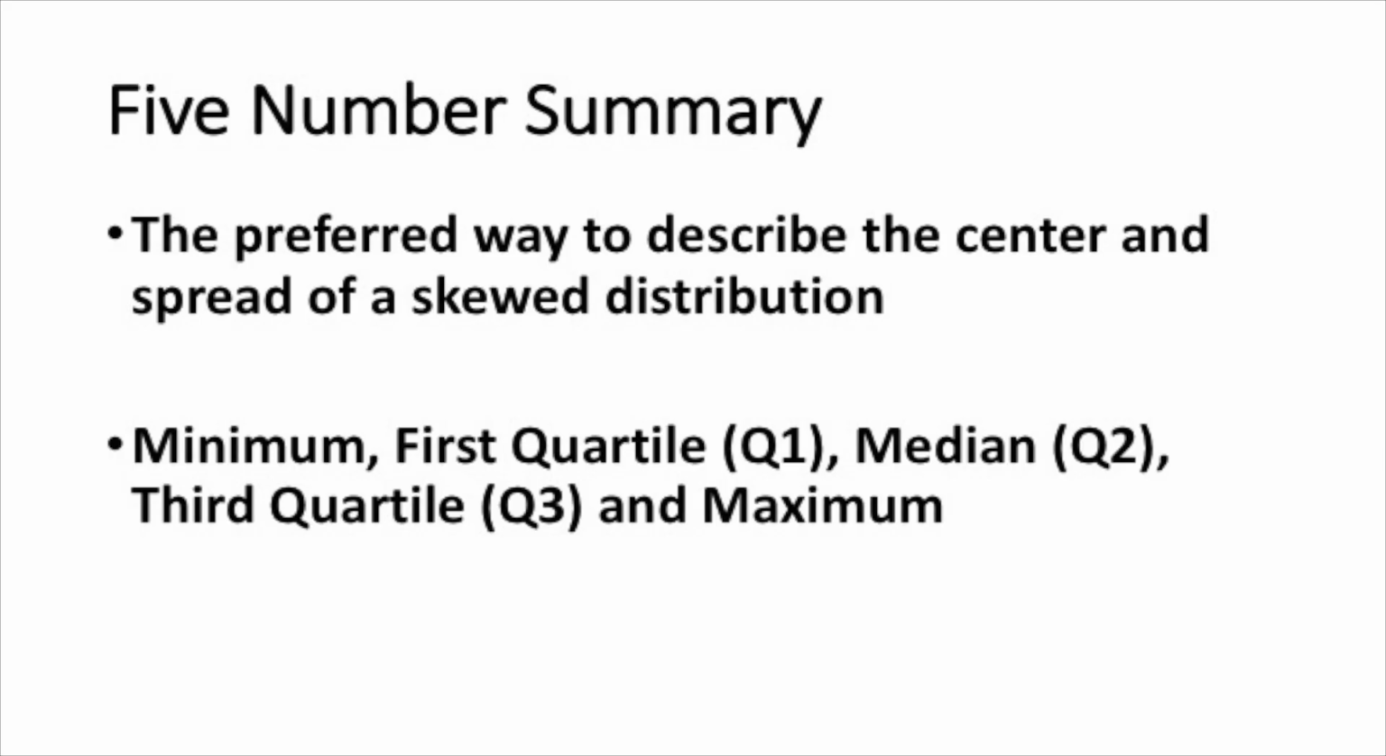Since the 25th and 75th percentiles, or the first and third quartiles, are not influenced by outliers, they're commonly used as a group of 5 statistics to describe a distribution with a skewed shape. This group of statistics, called the 5-number summary, includes the minimum, the 25th percentile, or the first quartile, the median, which is the 50th percentile, the 75th percentile, which is the third quartile, and the maximum. With these statistics, you can calculate both the range and the interquartile range of the distribution.